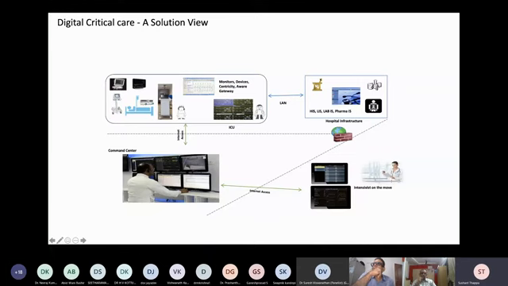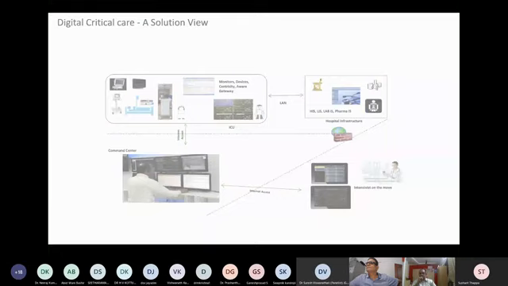This is all within a hospital network. Once it goes outside the hospital network, you have internet access either through a command center or on an intensivist, so that the decisions can be made faster. So that is the overall workflow of how a digital critical care solution works.